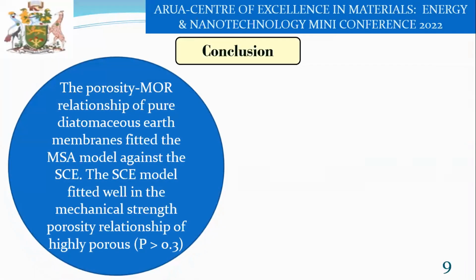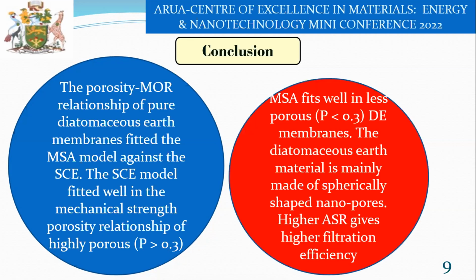So in conclusion, we see that the porosity and mechanical strength relationship of pure diatomaceous earth membranes fitted more the minimum contact area model, and stress concentration was only effective for porosity higher than 0.3. We also notice that aspect ratio gives high efficiency in terms of decontaminating the water, but at the same time, it compromises the quantity of water filtered.